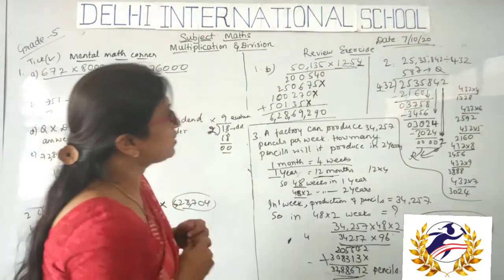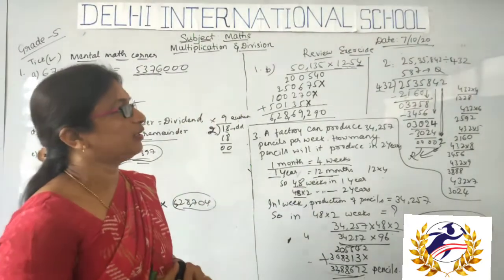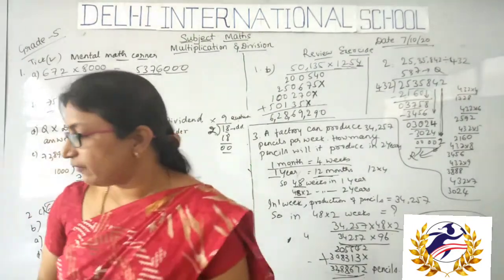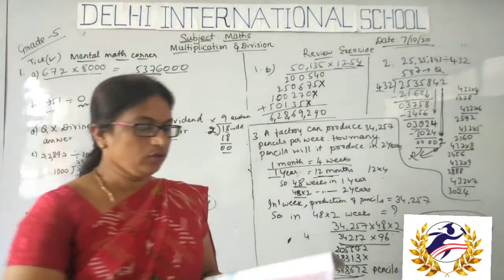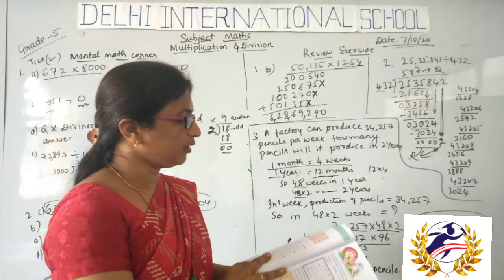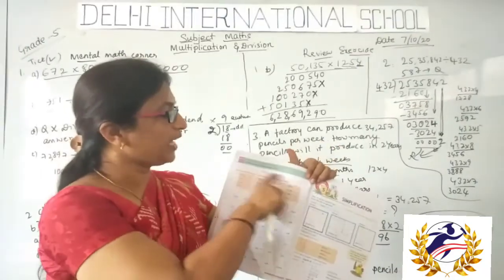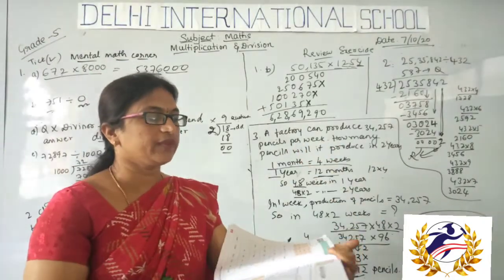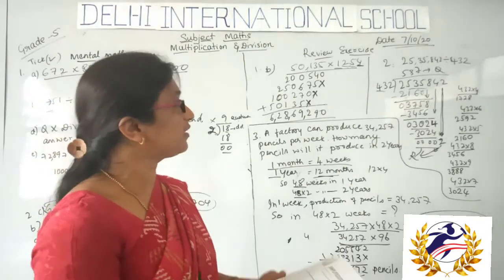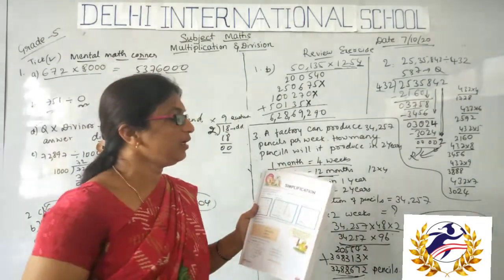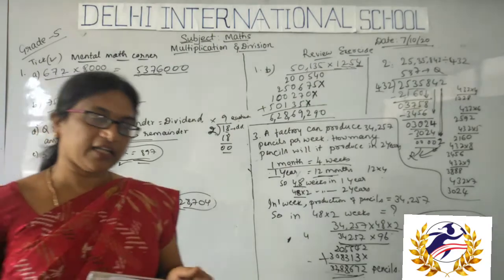Okay, so this is all about the remaining problems in the mental math corner and in the review exercise. All you have to do in your notebook. And the math lab activity, everything you should do. In the next class, we will start the chapter simplification. Okay, thank you, dear students.